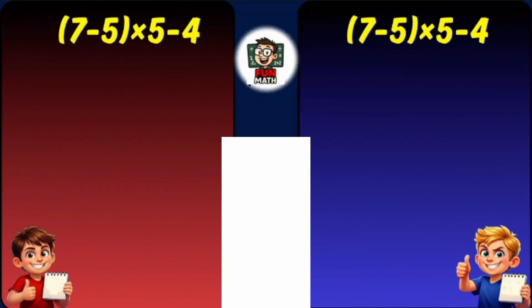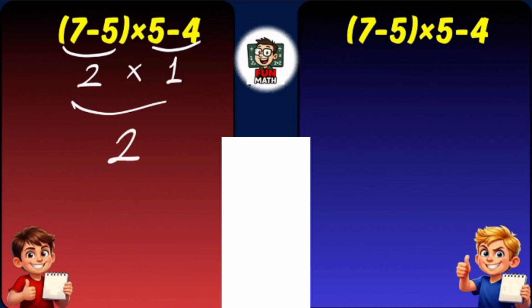First parenthesis, 7 minus 5 equals 2. 5 minus 4 equals 1. Finally, multiplication, 2 times 1 equals 2. If you solve the problem this way, you made a mistake. Because when solving the problem, we should have paid attention to the order of operations.